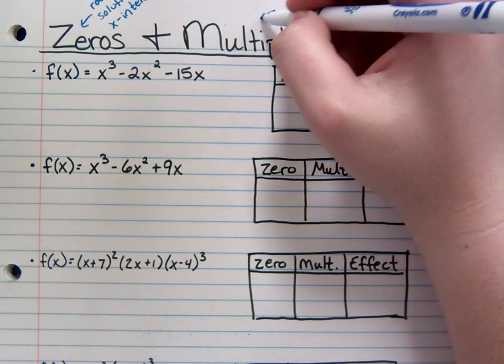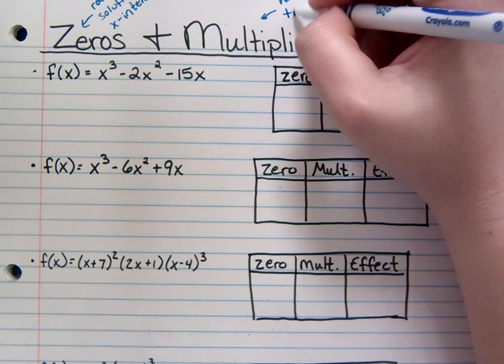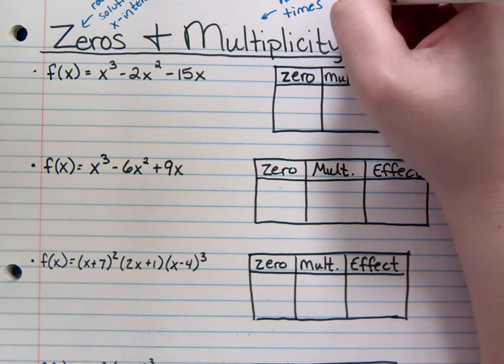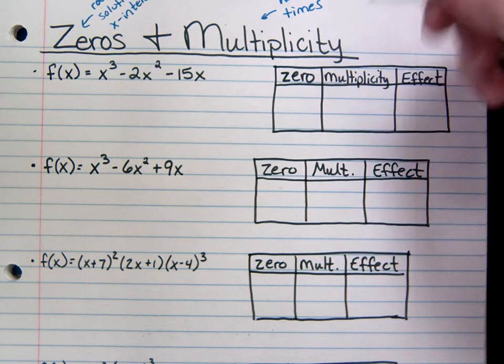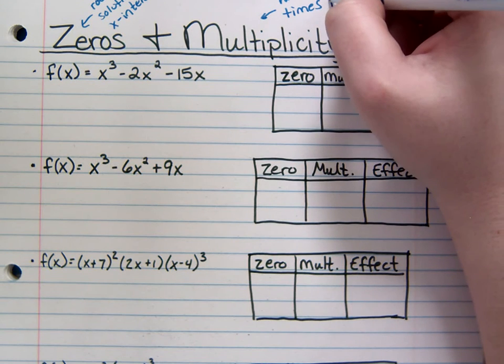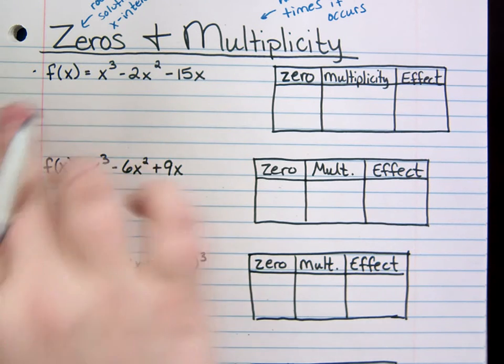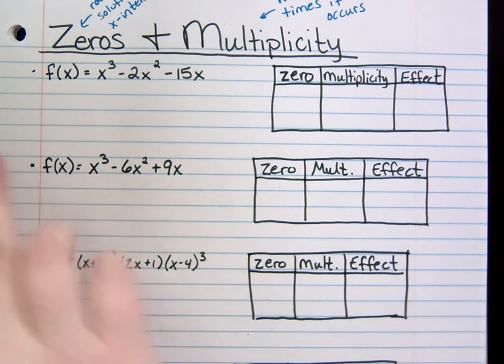Now, multiplicity is how many times a zero comes up, or a factor comes up in a polynomial. And I'll explain that in some of my problems down here.